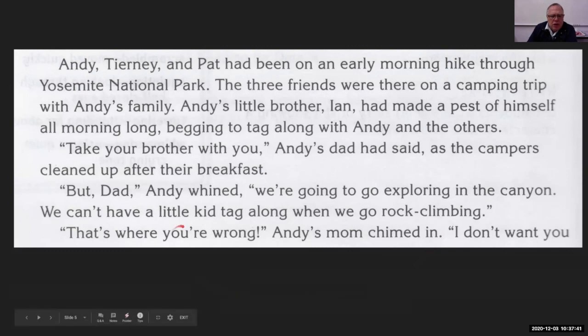Okay, I want you to look at this word right here: whined. Remember, when we come to a word we may not know, we're just practicing this. We read through it, we read around it. If we need to, we can break the word up, look at its parts. But then after we get a feel for what the word might mean, we substitute another word into that place. "But Dad," Andy whined. What word might we put here?